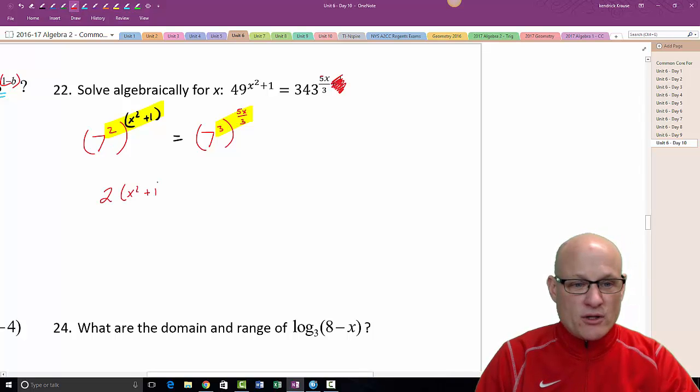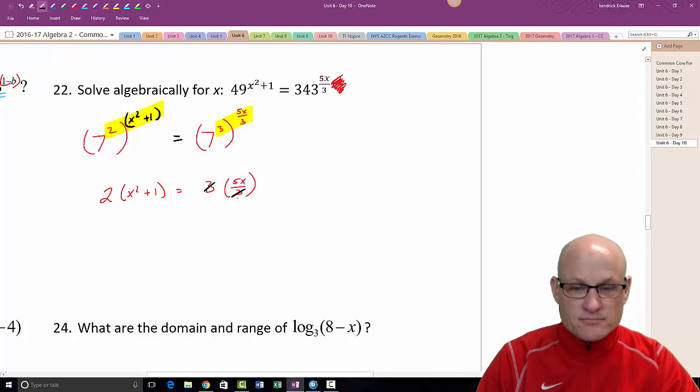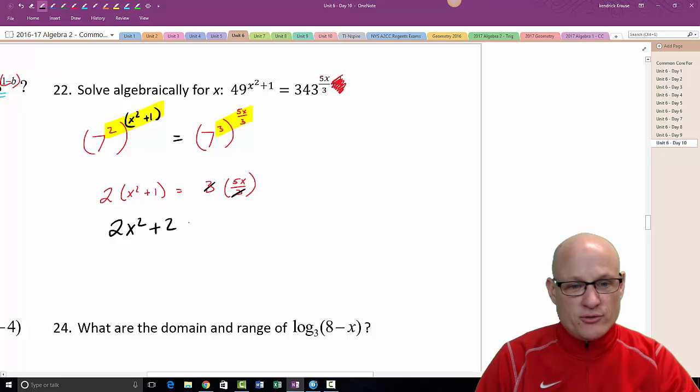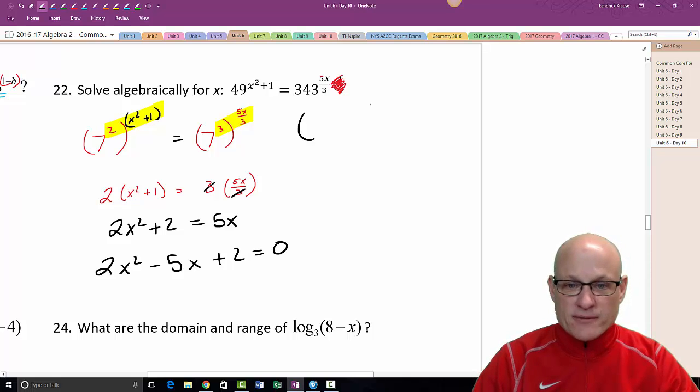2x squared plus 1 equals 3 times 5x over 3. Well, the nice thing about that is these 3's cancel. So I get 2x squared plus 2 equals 5x. Subtract 5x, I get 2x squared minus 5x plus 2 equals 0. Let me factor this thing.